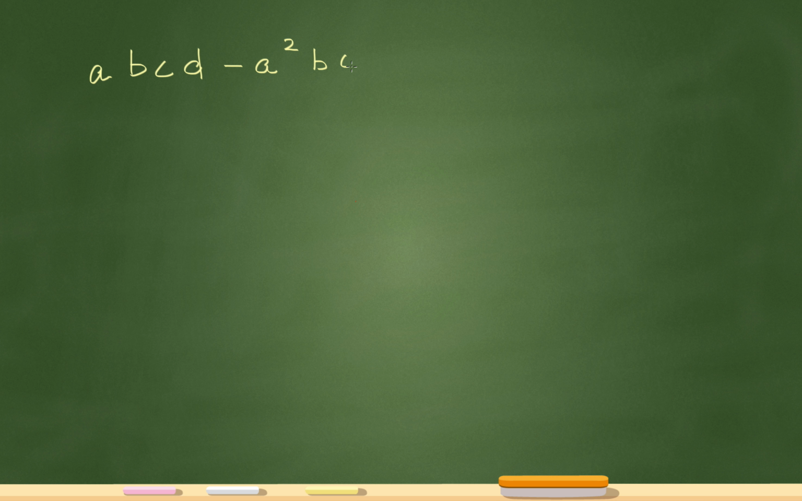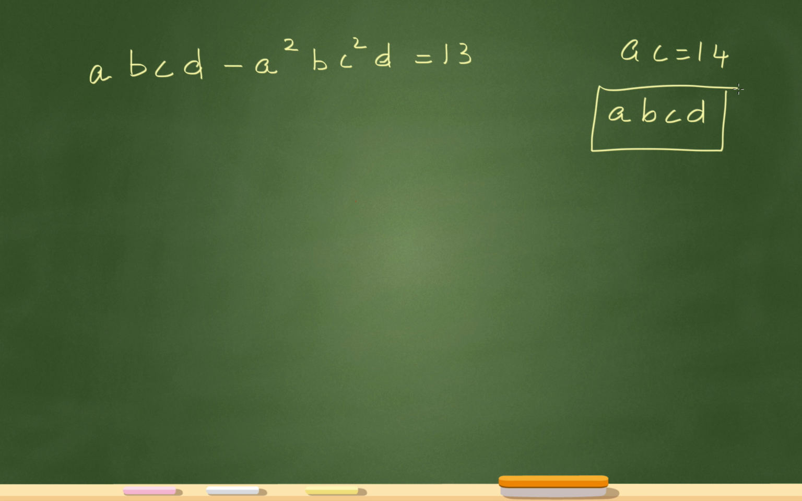So a squared b squared c squared. I'm getting confused writing this down. Equals 13 and AC equals 14. What's the value of A, B, C, D? All right, that's my final goal, is to figure out the value of A times B times C times D, and it tells me that AC equals 14.